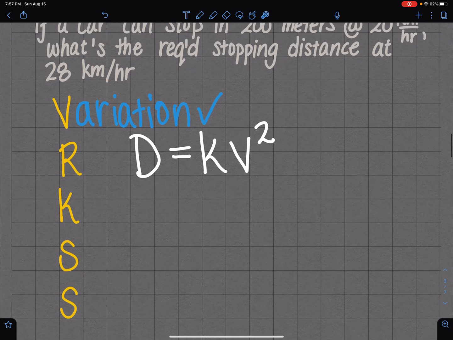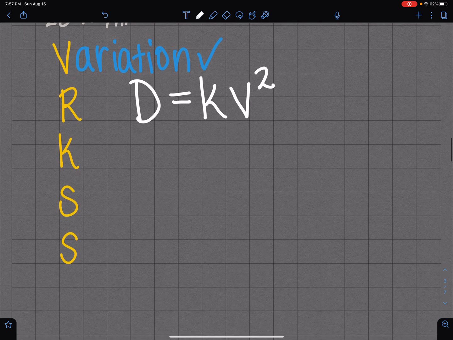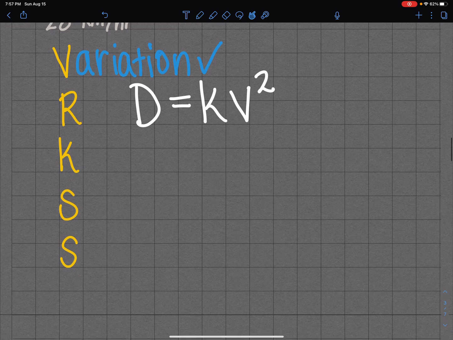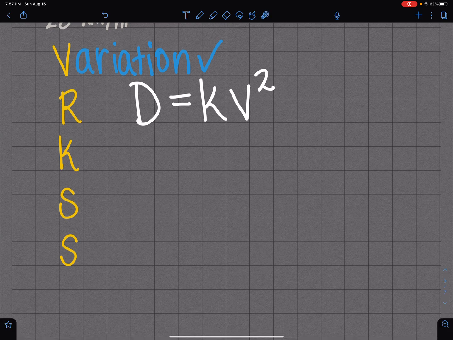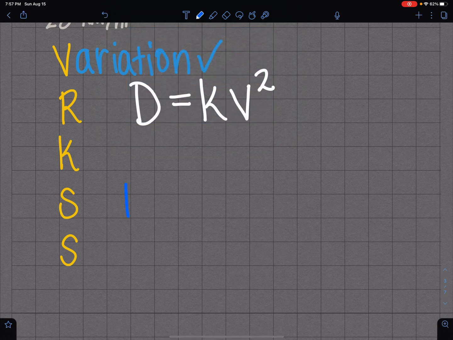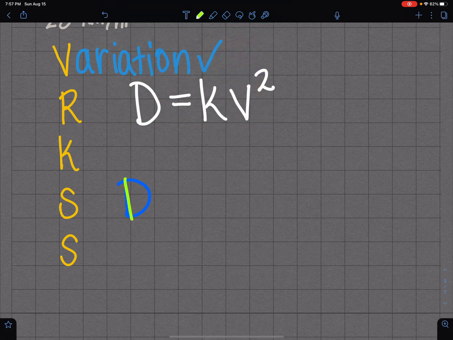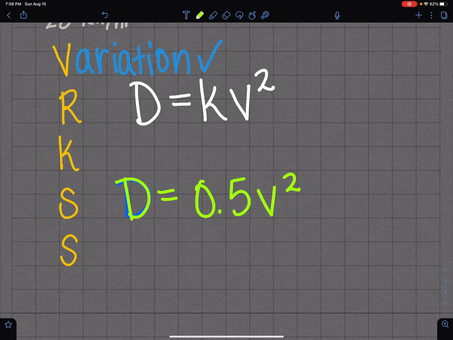So you're going to have D, oh, I can't write anything, can I? Let's see if I can do this. No, let's see. You're going to have, let me get a different color. That's not bright enough. D is equal to 0.5 v squared. Okay, now we stuck in K. Now we solve for the unknown that they want.